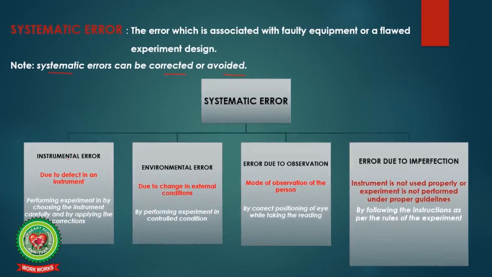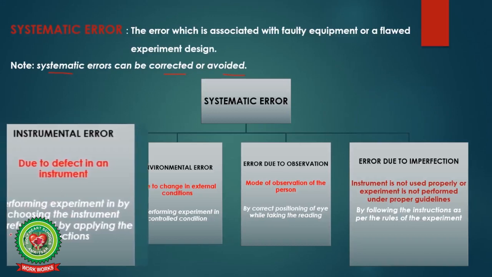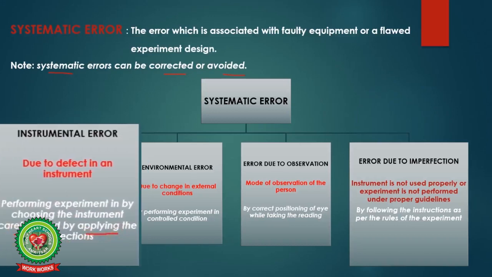The first error is instrumental error. What is instrumental error? Error which occurs due to defect in an instrument. Due to the defect of instrument, whatever the error you got, that is called instrumental error. How you can correct it? By performing experiment by choosing the instrument carefully and by applying the corrections. Okay, you have to choose the instrument correctly. It may be some manufacturing defect, some wrong calibrations. So while choosing the instrument, you should be more careful.